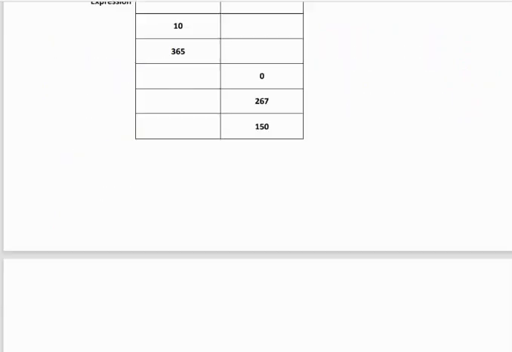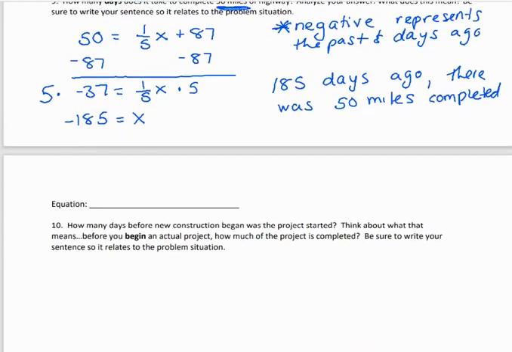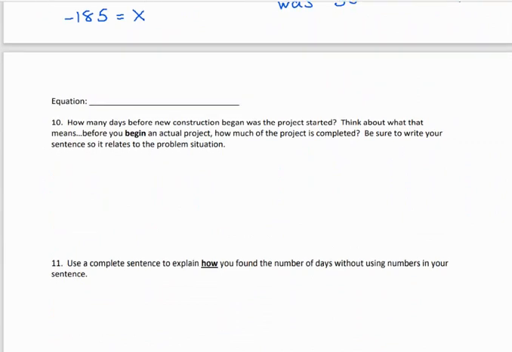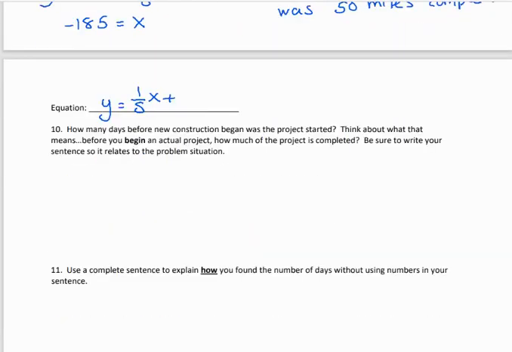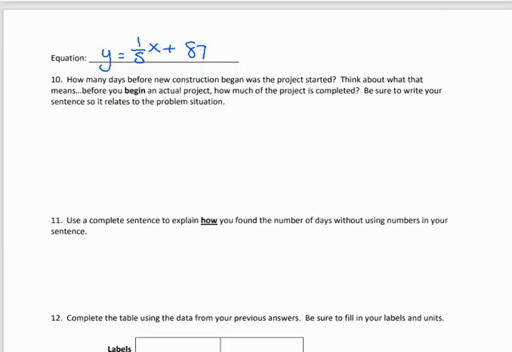All right, so we just have one more solving problem, complete sentence, and then we're going to talk about our chart. So number 10, let's just rewrite our equation so we have it. We're at the top of the third page here. So y equals 1/5 x plus 87. This question number 10 says, how many days before new construction began was the project started? Think about what that means. Before you begin the project, how much of the project is completed?